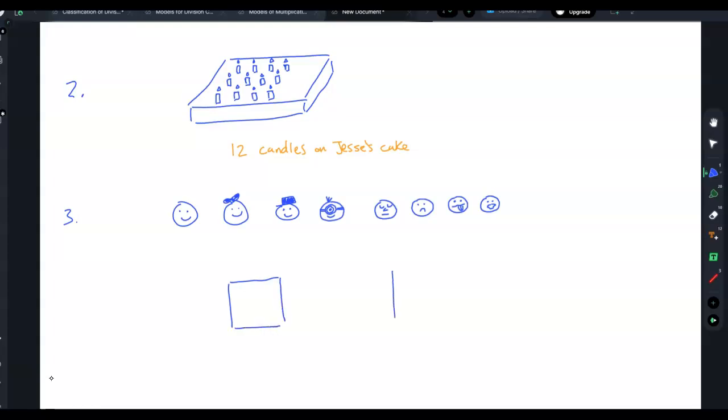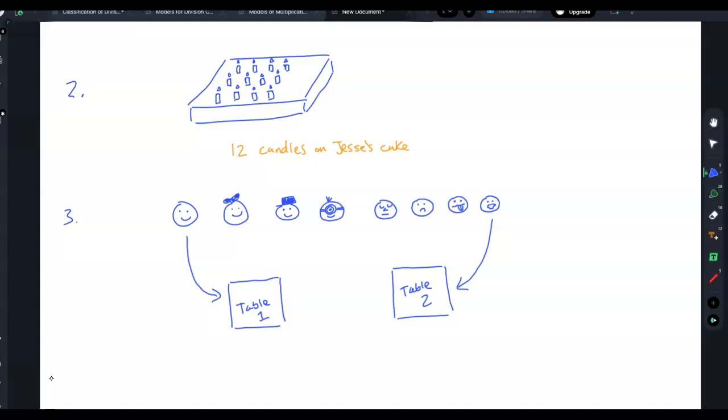So I've got my 2 tables here, and I don't know how many children to put at table number 1, and I don't know how many children to put at table number 2. So what I would do is just start assigning them. I would say, okay, you are first in line, you go over to table 1. This person, you're last in line, you go over to table 2.